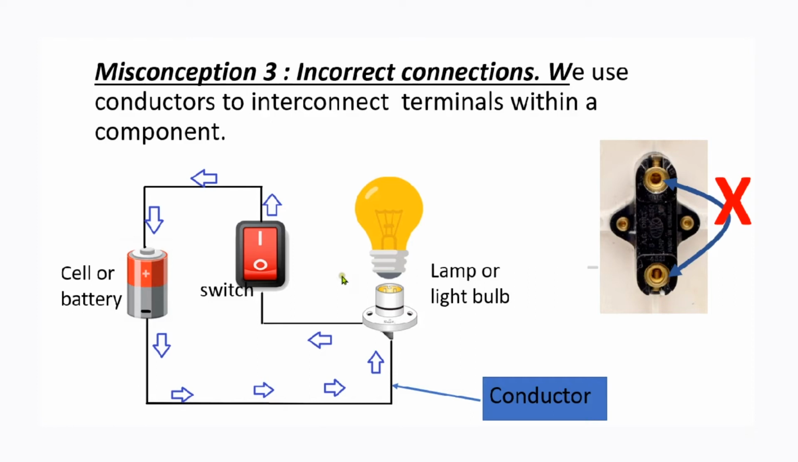Let's go look at our third misconception, incorrect connections. Lots of students make this mistake. When they come across these two terminals at the back of the switch or the lamp holder, they take a piece of conductor and connect it up from the top terminal to the bottom terminal. That's wrong. Let me say that one more time. That is wrong. That's incorrect. And you can see I've indicated it with a big red X. Do not connect up the top terminal to the bottom terminal. But we will always connect it up as I've indicated in the previous slide.